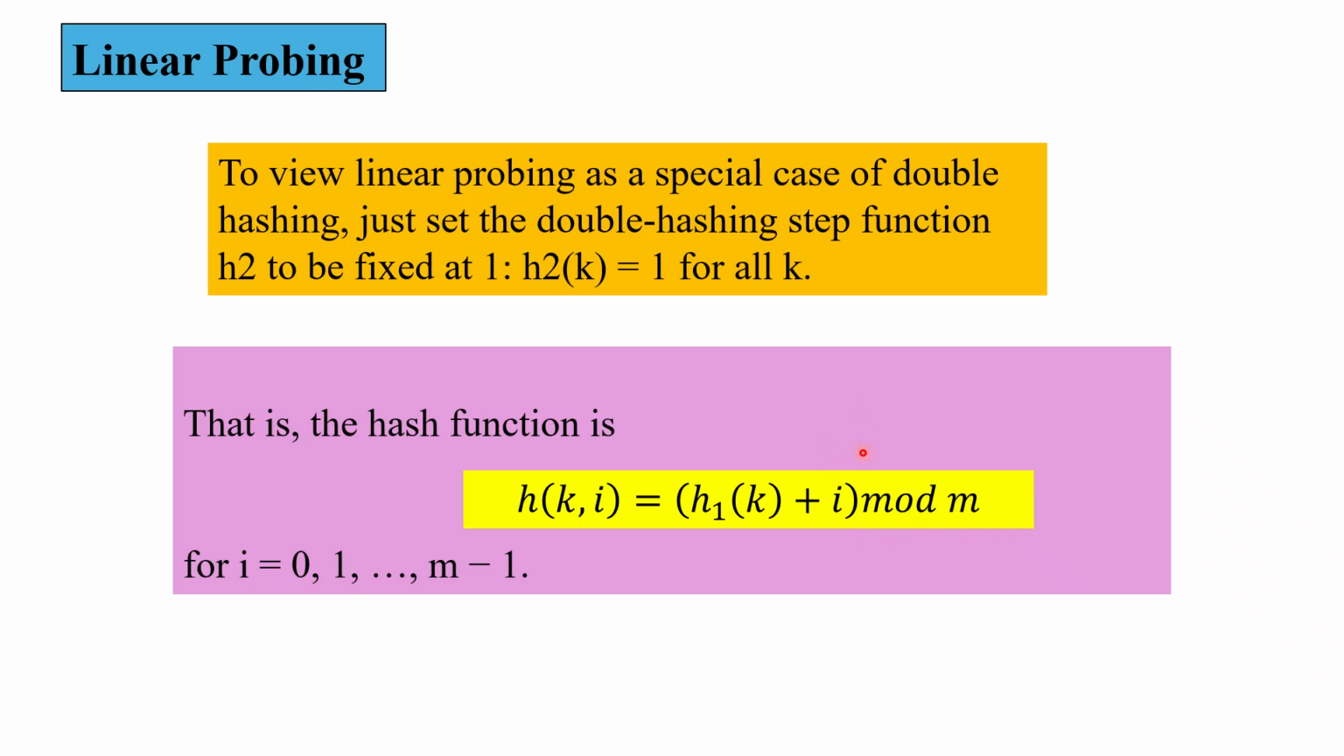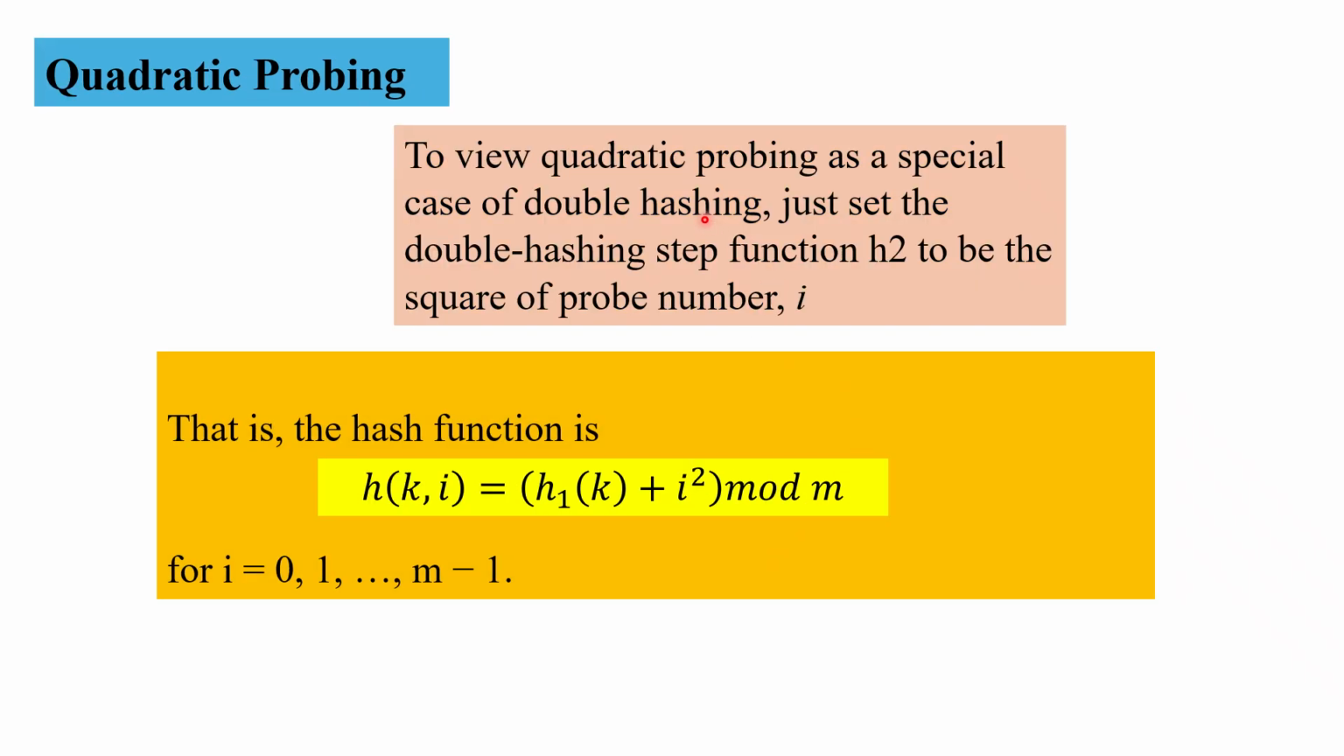We don't write an h2(k) explicitly, we just simply add this i to h1(k) for the next probing position. And quadratic probing, again as a special case of double hashing, we set h2 to be the square of the probe number i. Look at this function here: h(k, i) is equal to h1(k), which is our first auxiliary hash function, and instead of the second one we have i squared. In linear probing we had i, and in quadratic probing we have i squared.